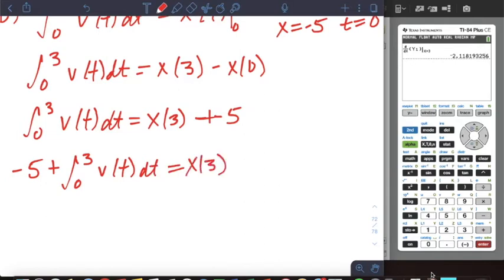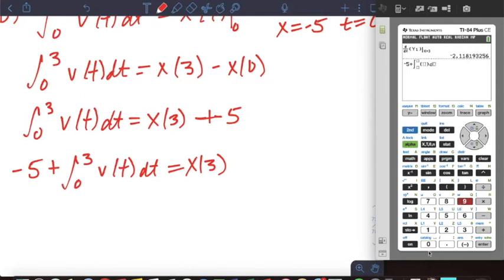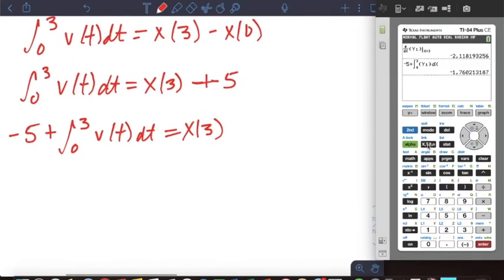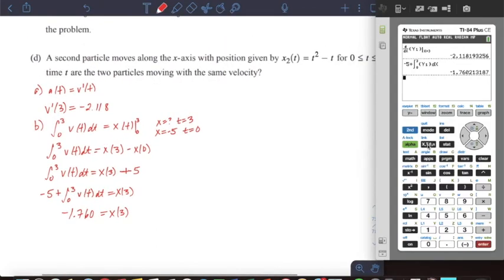Okay, so now I have an equation that represents the position at 3, so I can go ahead and type this in the calculator. -5 plus the integral from 0 to 3 of y1, which is negative 1.760.